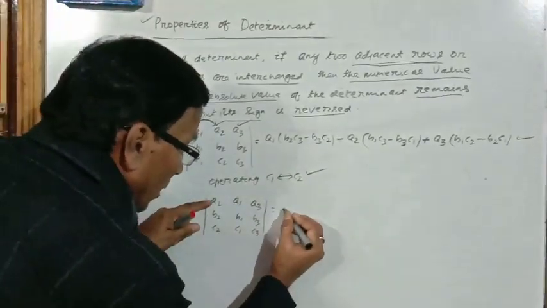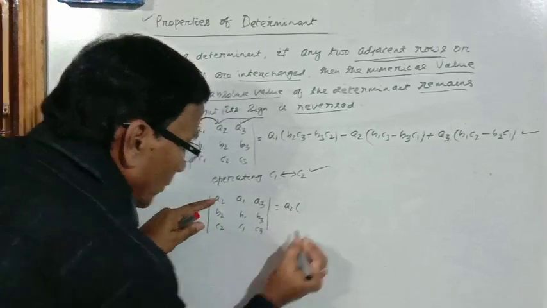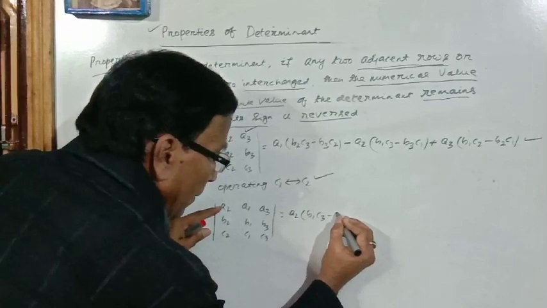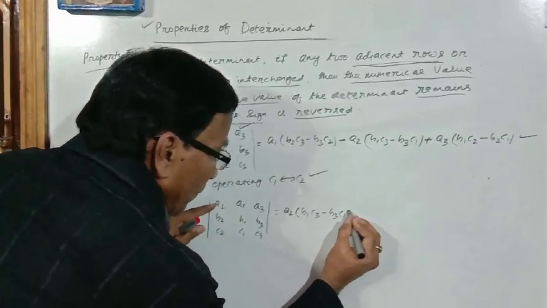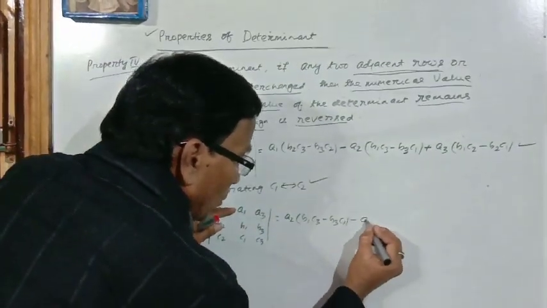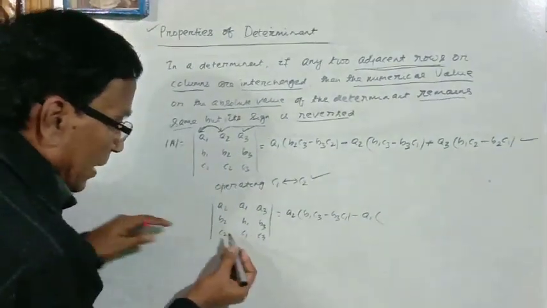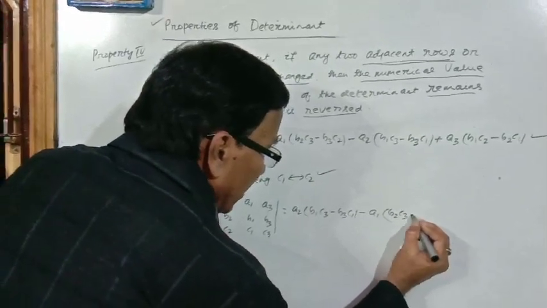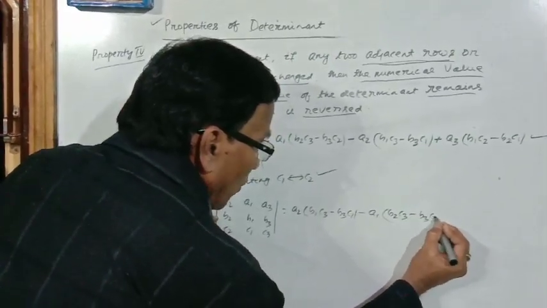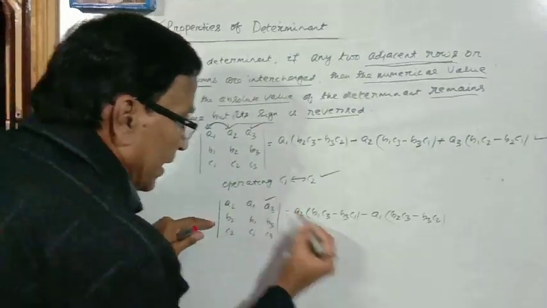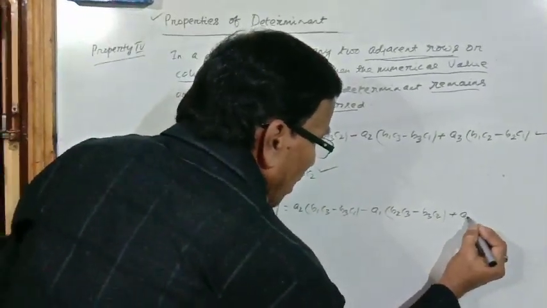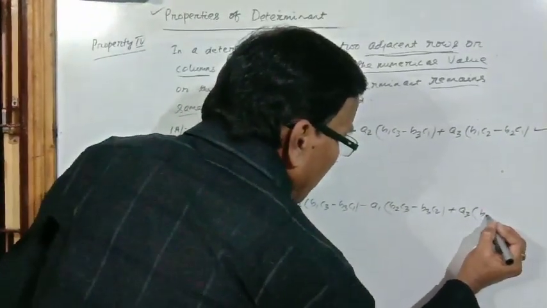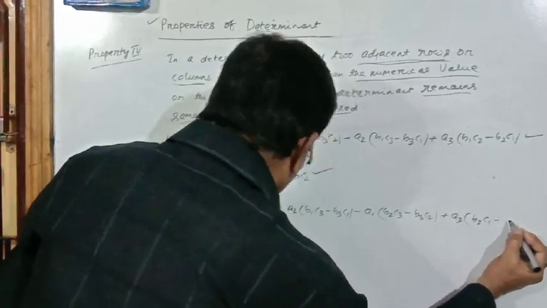Its value is equal to how much? Its value is equal to A2 into (B1 C3 minus B3 C1) minus A1 into (B2 C3 minus B3 C2) plus A3 into (B2 C1 minus B1 C2).